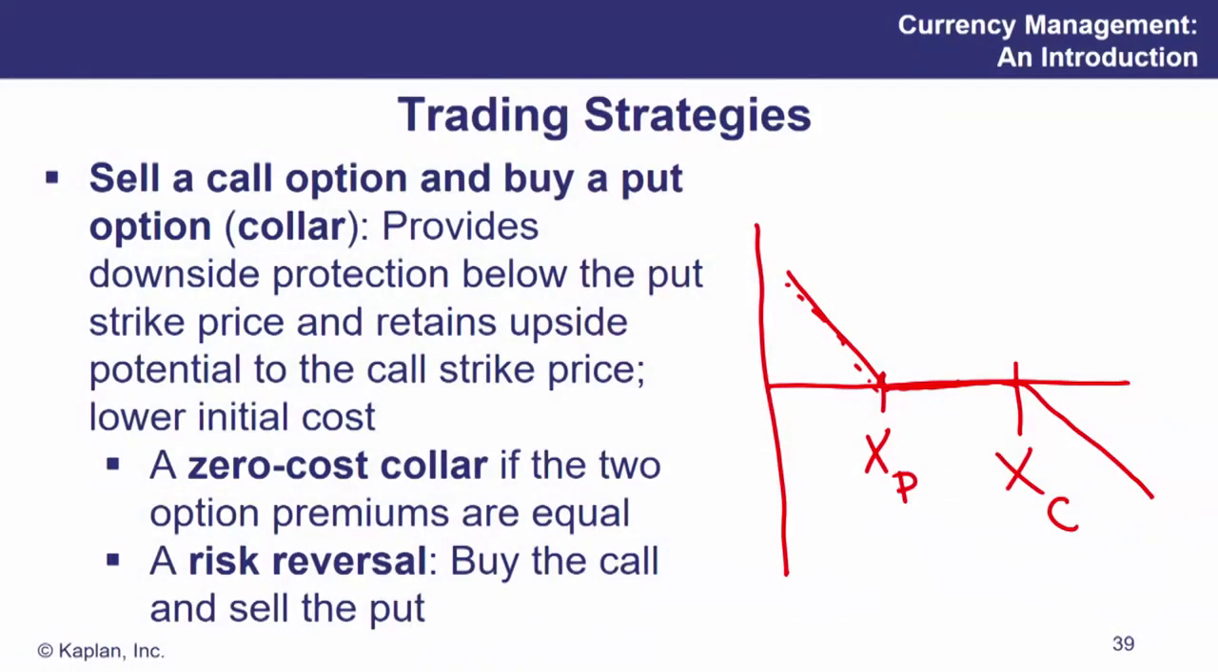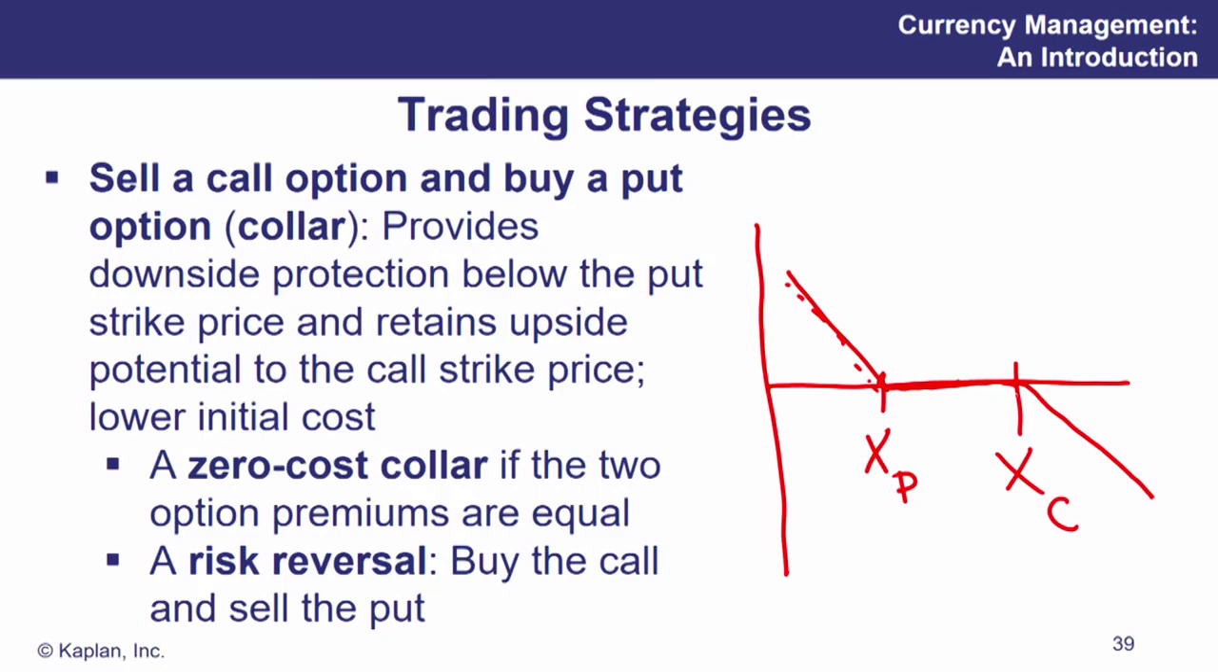As the underlying value drops, the put option gains, they negate each other out, which protects us from that downside risk. On the upside, however, if the value goes from XP to XC, then we've got no payoff on either of our options here. So as the underlying increases in value, we get to capture that value.